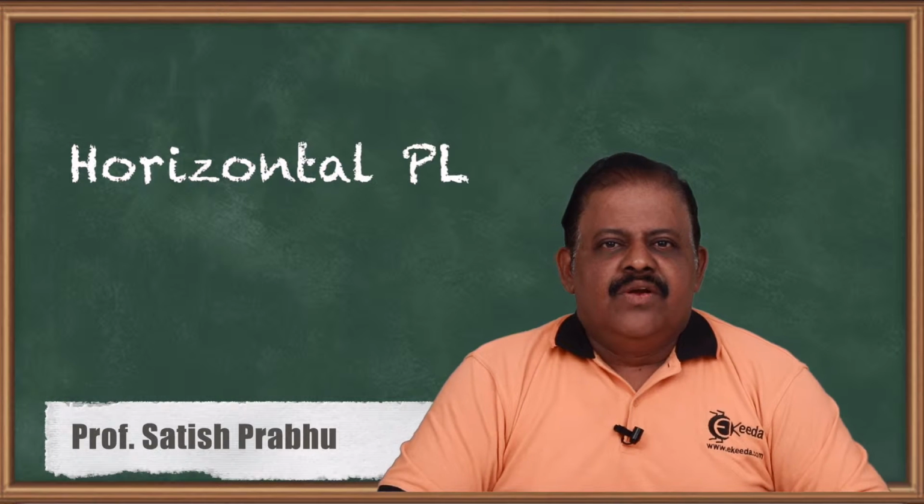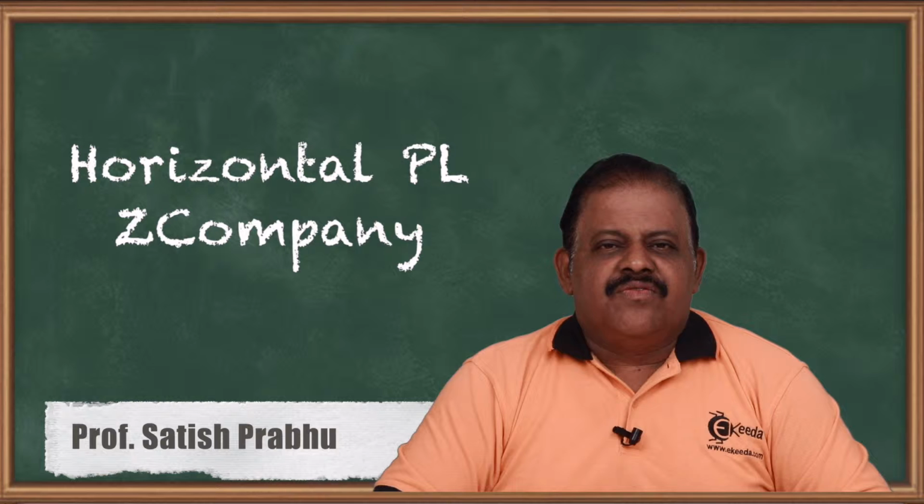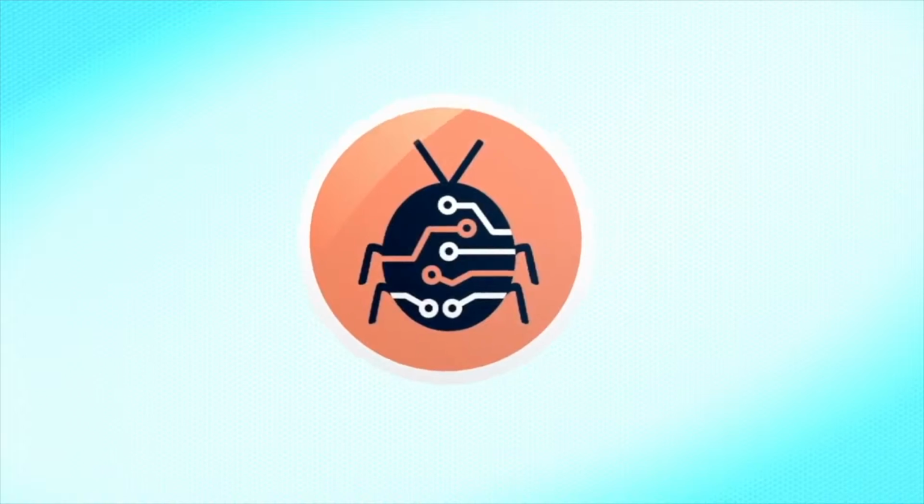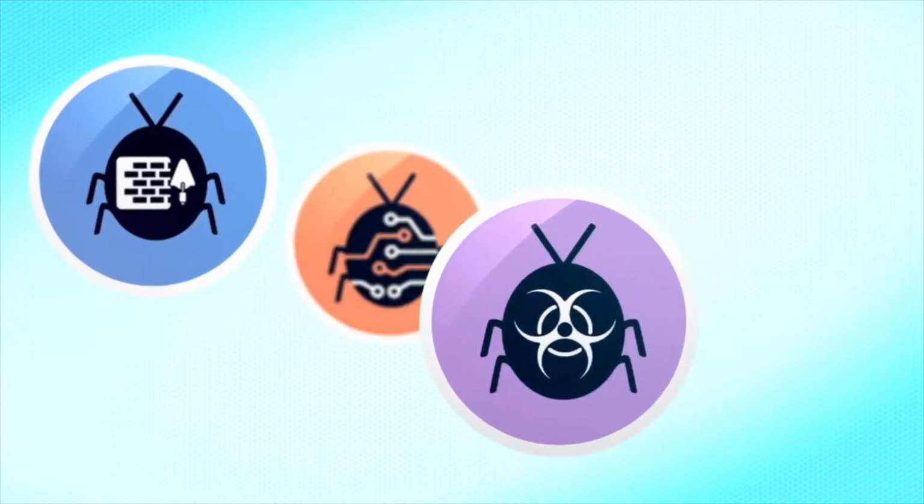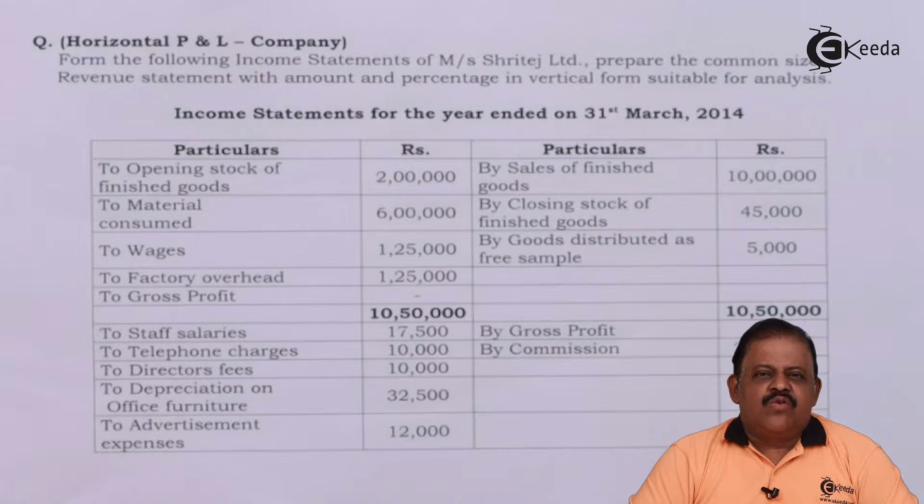Hello friends, let us do now one problem of common size income statement, the question which was asked at university examination. Let us understand what type of questions are asked and how to present the answer. In this question there is one unique point. In this problem there is no gross profit or gross loss. Let us understand how to present this. Let us proceed. Read the question.